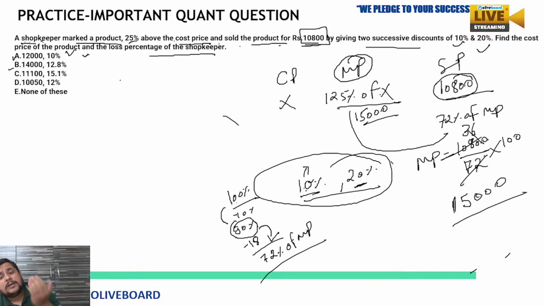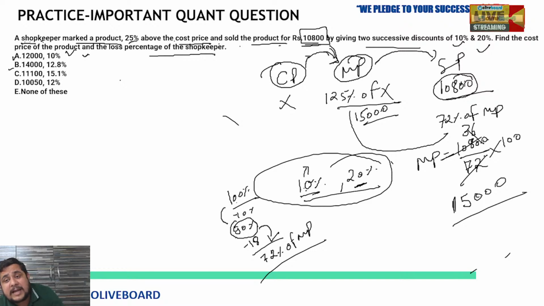Why am I calculating this marked price? Because we have to calculate the cost price, and the cost price is given with respect to the marked price, right? And the marked price is connected to the selling price. So we have one value, which is the selling price, and the selling price is decided on the basis of the marked price. So first, with the help of the selling price we will calculate the marked price, then we will get the value of the cost price.